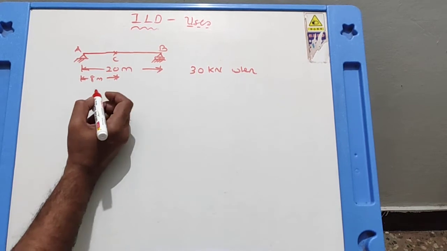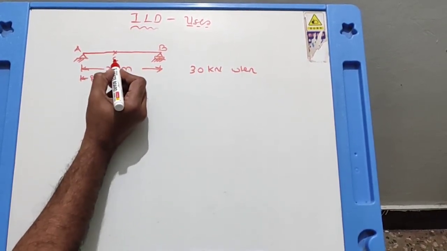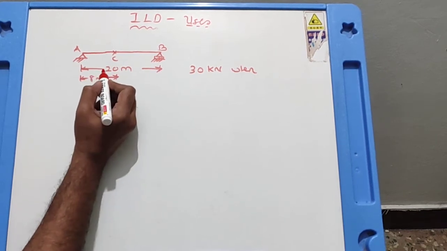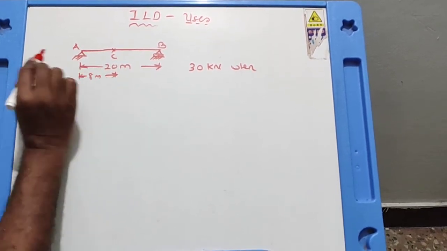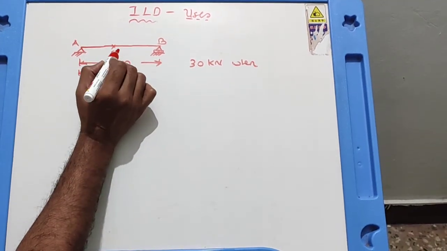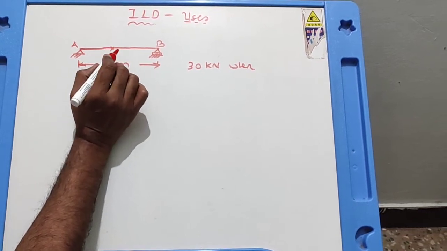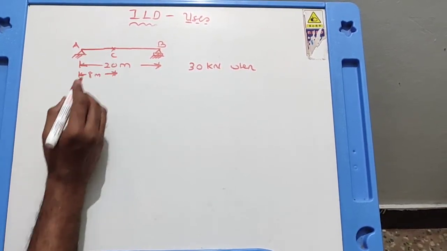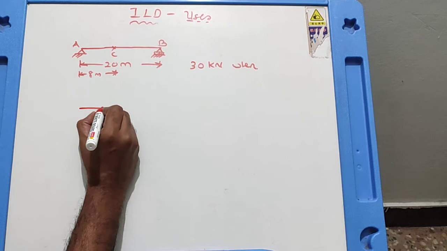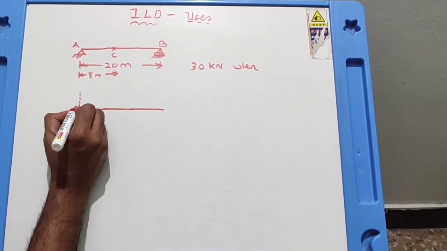I repeat again, draw influence line diagram for bending moment and shear force at section C by direct method of course, and then when a 30 kilonewton load which is moving from A to B, say it occupies section C, at that position what is bending moment and shear force at C? Using influence line diagram you have to find out. So let's see how we can draw the influence line diagram for shear force. I have already shown it in the last session.